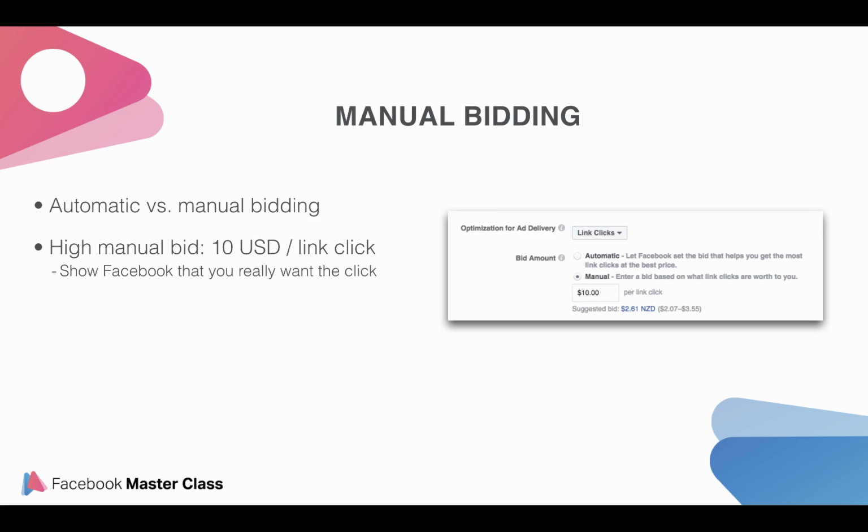You will never pay $10 for a click, but show Facebook that you really want the click, that a click is really worth to you $10. That's how much you're willing to spend. And then the algorithm will give you those premium placements that you need to have working retargeting campaigns. Retargeting works with automatic bidding as well. However, manual bidding can take your retargeting campaigns to the next level. So go ahead and try to experiment with manual bidding with ultra high manual bids of, let's say, $10 per link click.